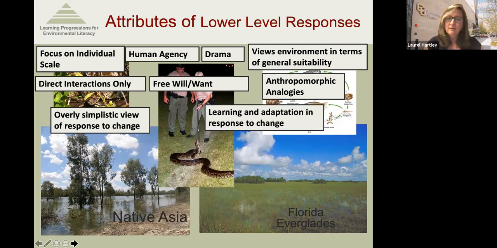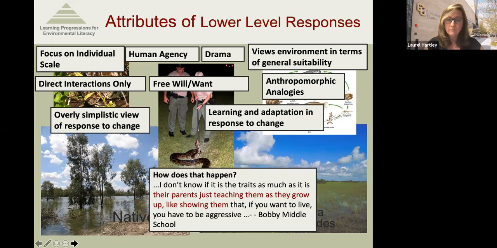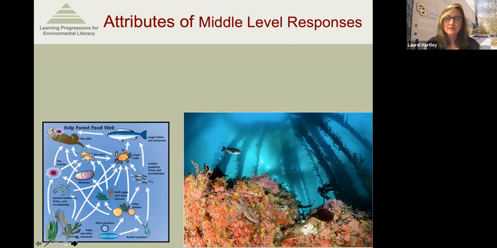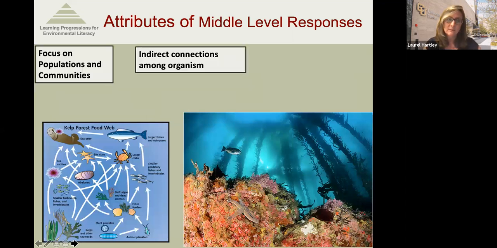And finally, they invoke a lot of learning instead of natural selection when they talk about adaptation in response to change. How does that happen? I don't know if it's the traits as much as their parents just teaching them as they grow up, like showing them that if you want to live, you have to be aggressive. So those were the lower level responses. Here are some attributes of middle level responses.